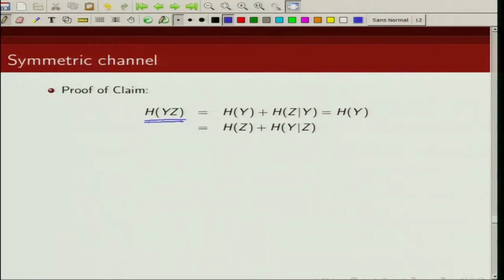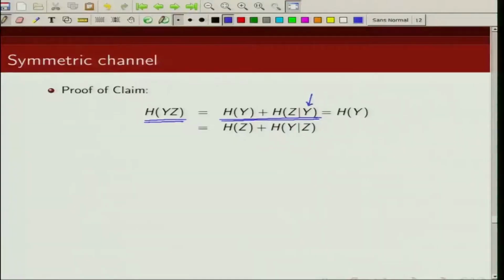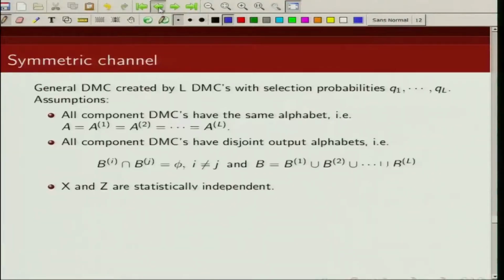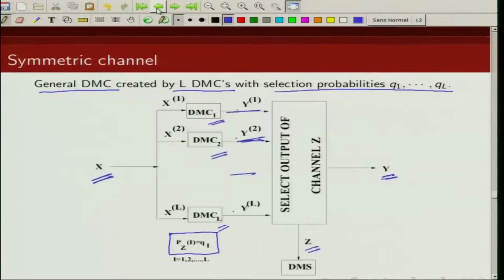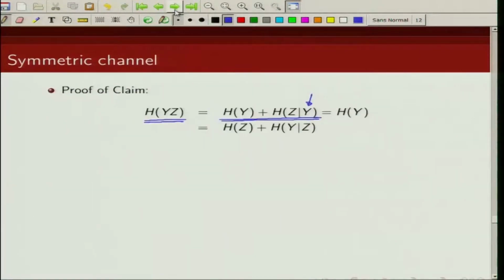So, the joint entropy of y and z using the chain rule can be written like this: uncertainty in y plus uncertainty in z given y. Now, if I tell you what my y is, what is y? If you go back to the diagram, y is basically either y1, y2, y3, up to yL, depending upon which channel is selected. So, if I tell you what my y is, you know precisely what channel has been selected. So, z is known. So, there is no uncertainty in z given y.